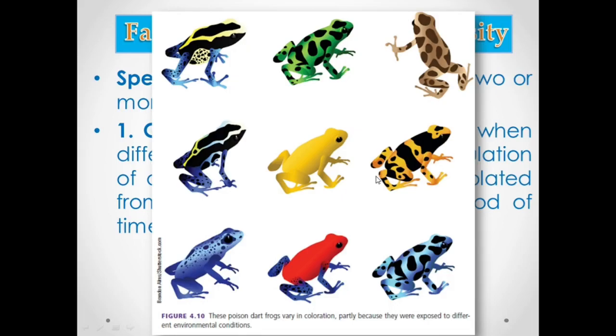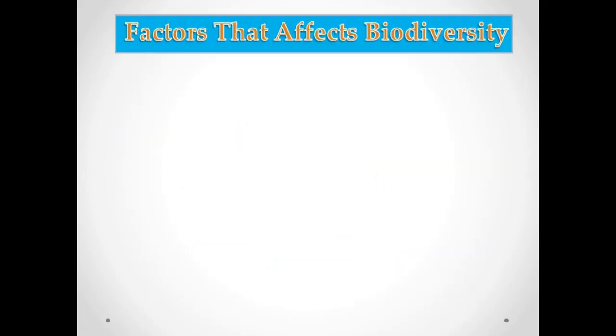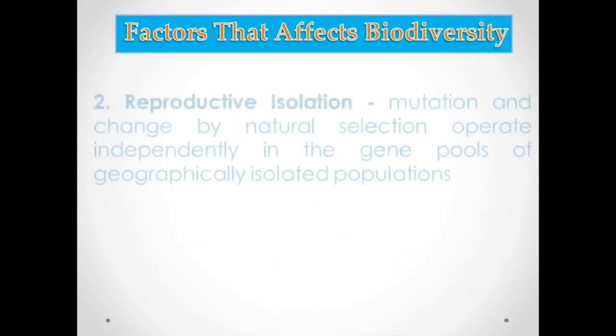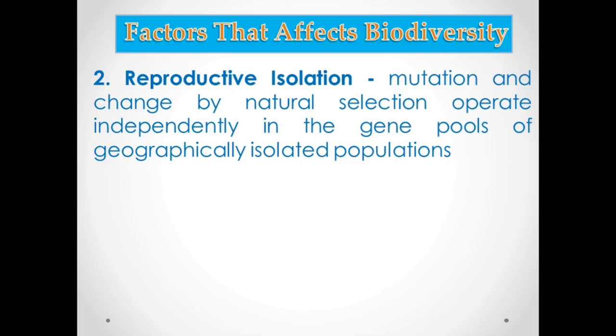However, if only one frog population is isolated to one place, then no other species of dart frogs will exist. That means if they are exposed to other environmental conditions, then possibly a new species will arise, or there will be a biodiversity of species that will lead to it. Another factor that affects biodiversity is reproductive isolation.